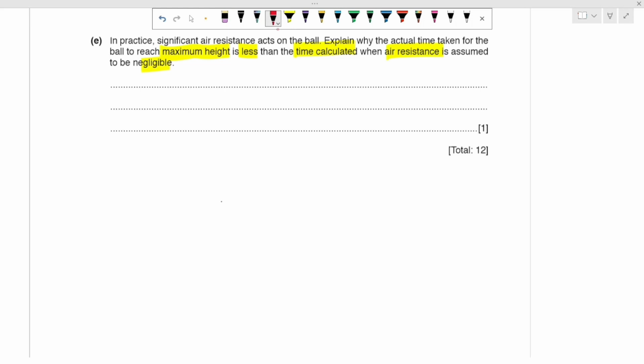So, if we have a ball like so, this is our golf ball. Okay, two forces are going to be acting on this thing.